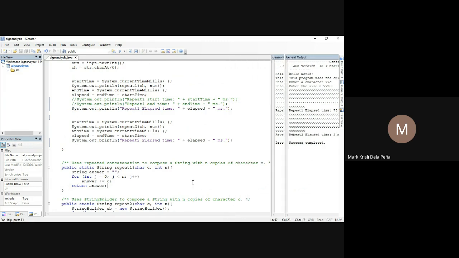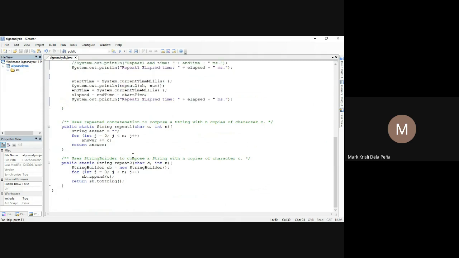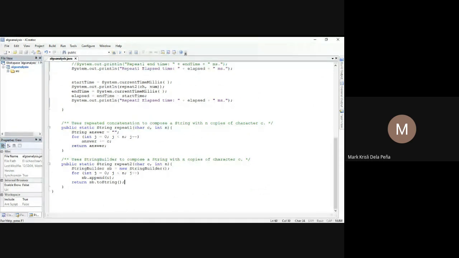Now, as you can see, this second function or method is much faster than the other one. Therefore, if we want to use an algorithm, we will have to use the second method, which is repeat two. So that is how we perform experimental analysis when selecting an algorithm.